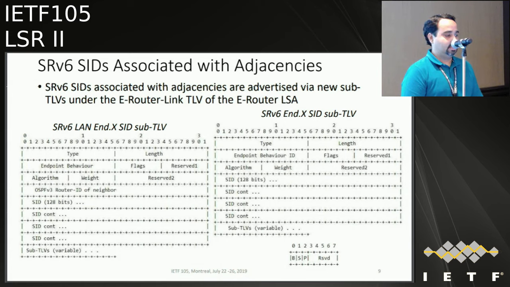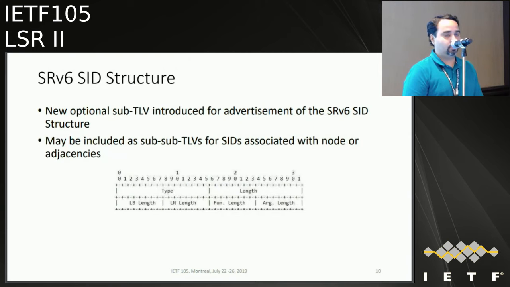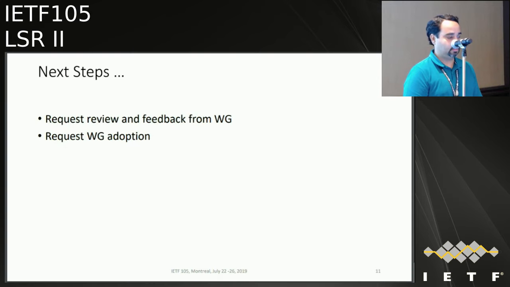The SRv6 SIDs associated with adjacencies are advertised as part of the adjacency TLVs. So they would come under the extended router link TLV of the extended router LSA. And we have the two variants, the End.X and the LAN End.X TLVs. There is also an optional sub-TLV that is introduced for the structure of the SID, and this would be associated with each of the SIDs that are advertised.